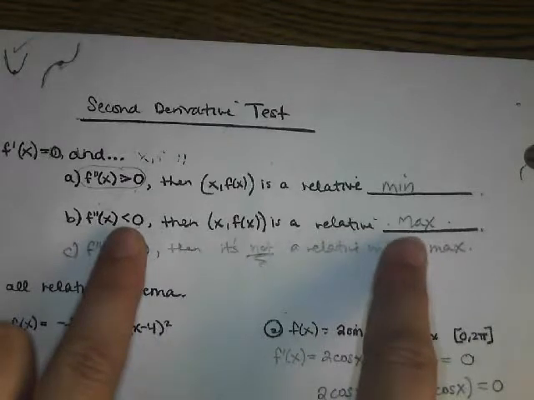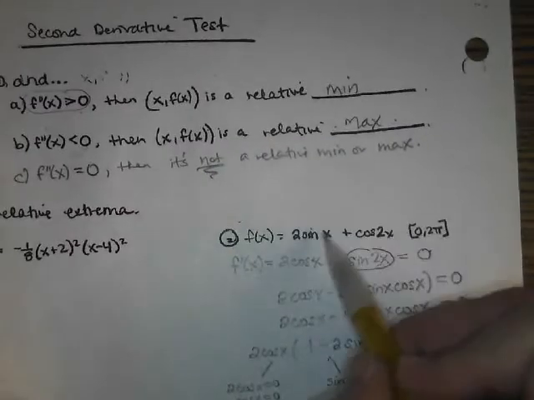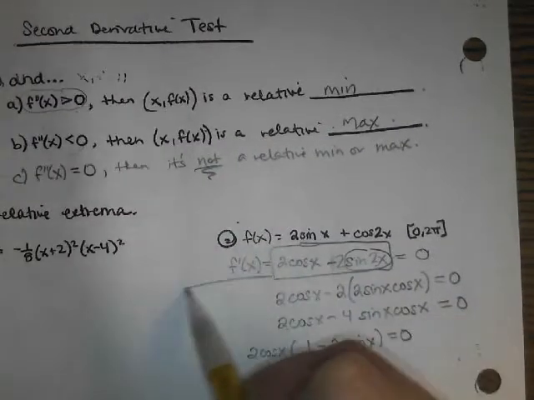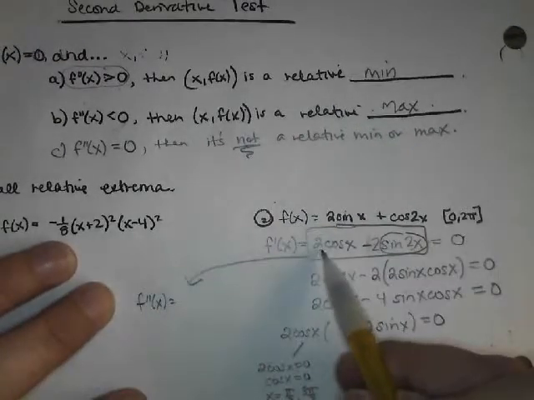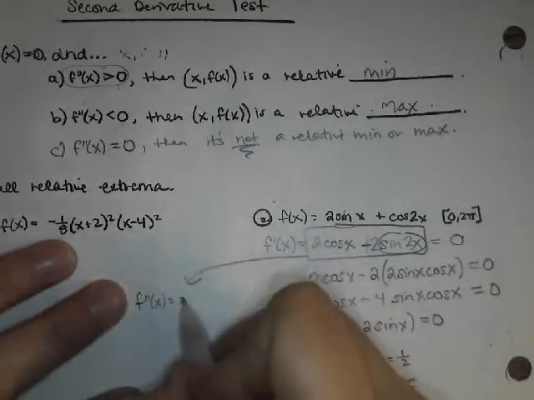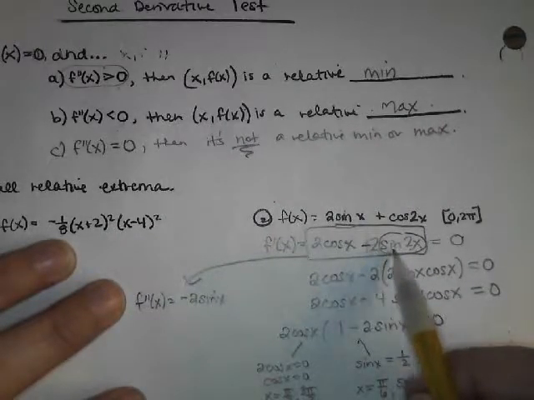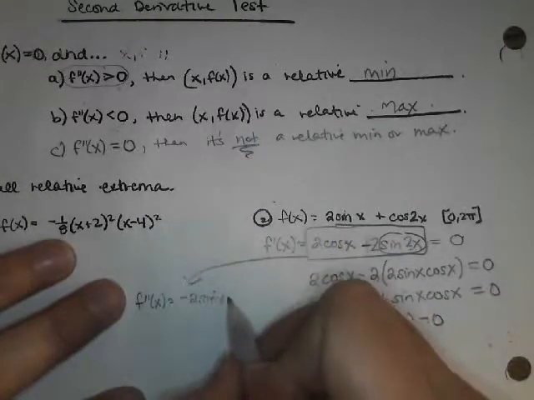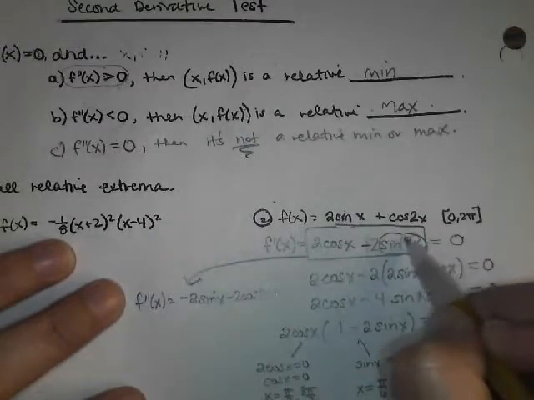So my second derivative equals, what's the derivative of 2 cosine x? Negative 2 sine x. And what's the derivative of negative 2 sine 2x? The derivative of sine is cosine, so that's going to be minus 2 cosine of 2x times the derivative of what's inside? 2. So this will become negative 2 sine x minus 4 cosine of 2x. And I'm going to evaluate that at all four values.